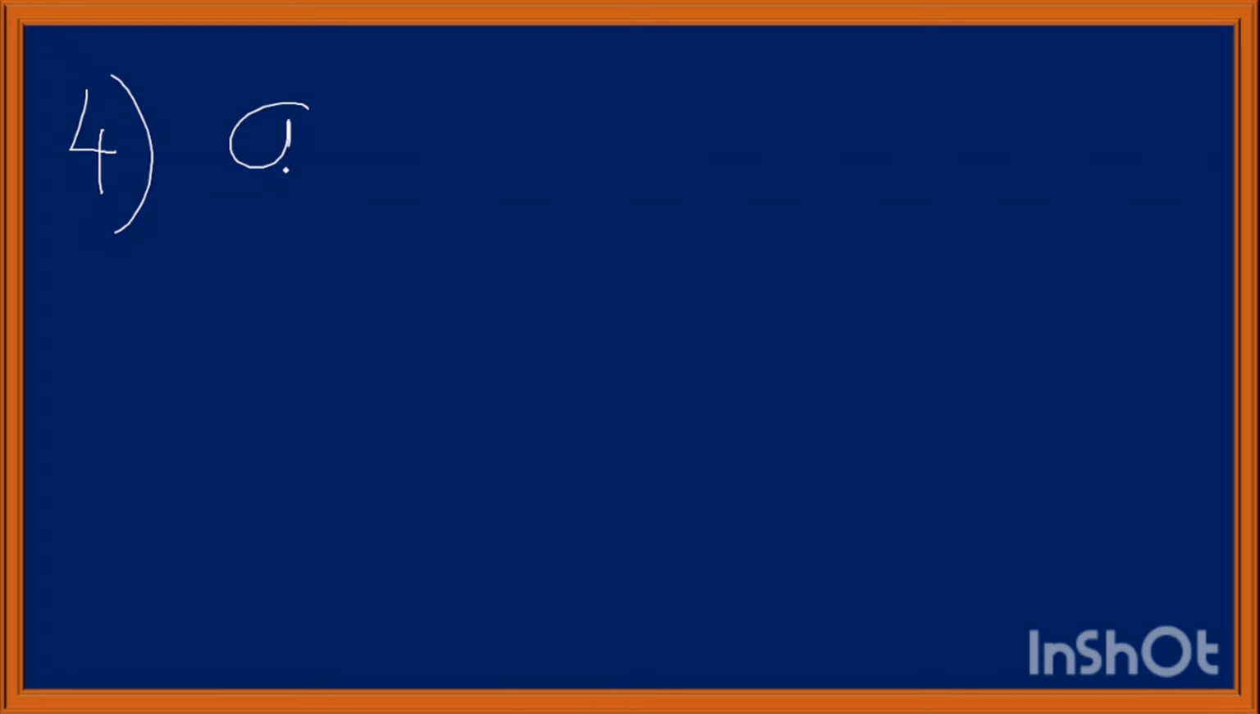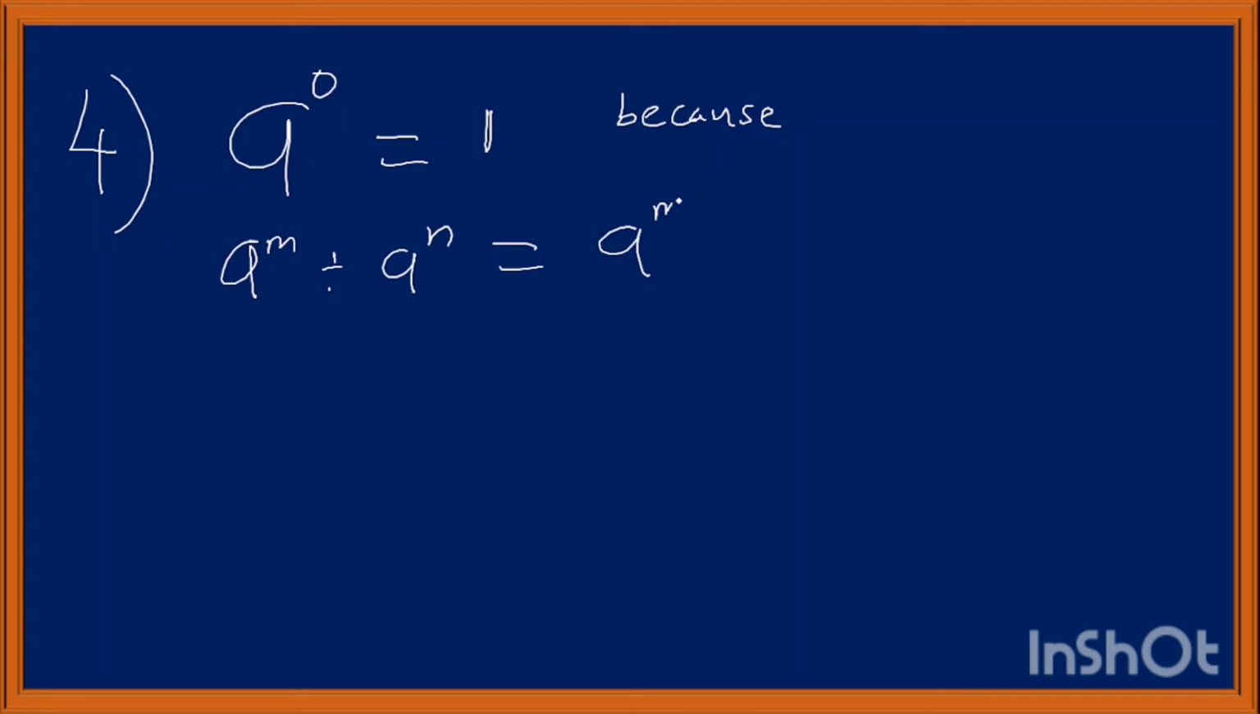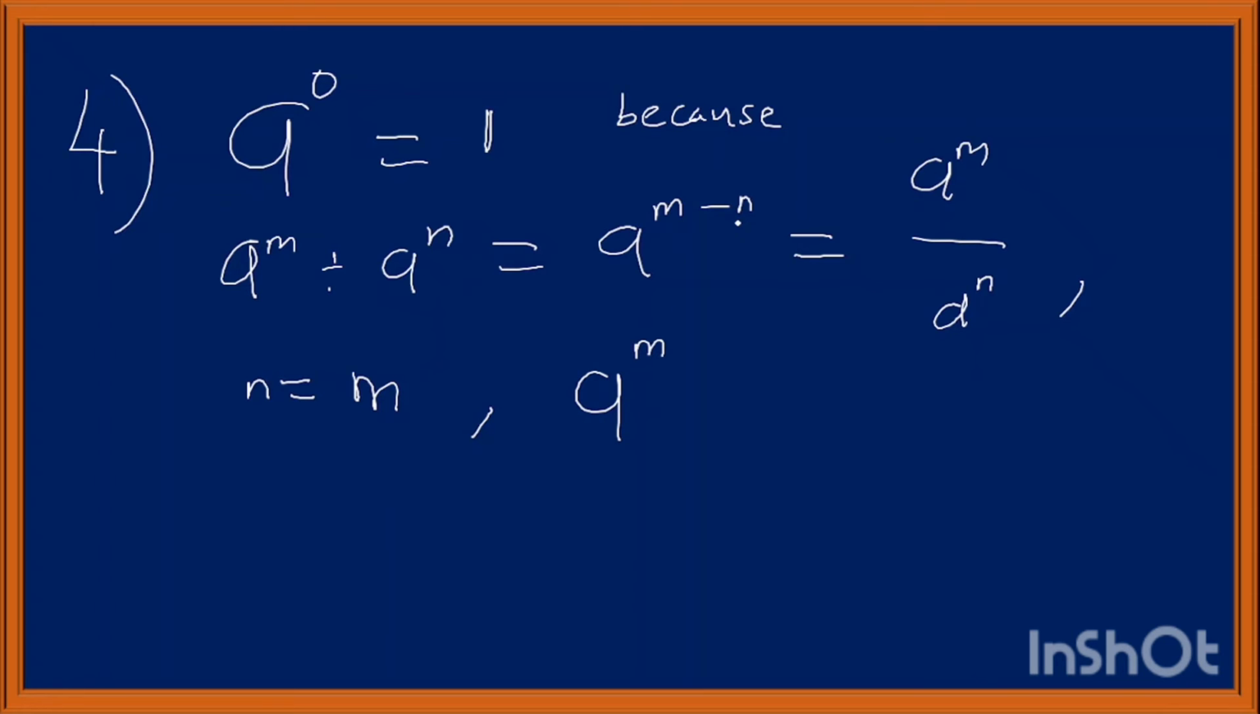Rule number 4: if I have a number raised to the power 0, as stated before, it is equal to 1. Why? Because a raised to the power m divided by a raised to the power n is equal to a raised to the power m minus n. We know this. And it is the same thing as saying a raised to the power m divided by a raised to the power what? n. And then if n is equal to m, in place of n I put in m. So this is equal to what? a raised to the power 0.